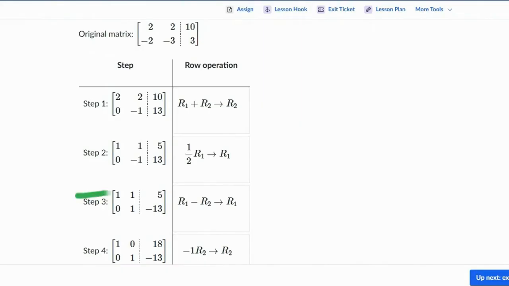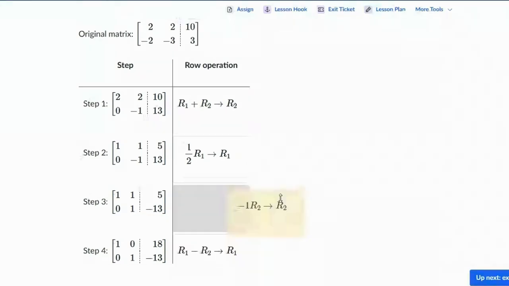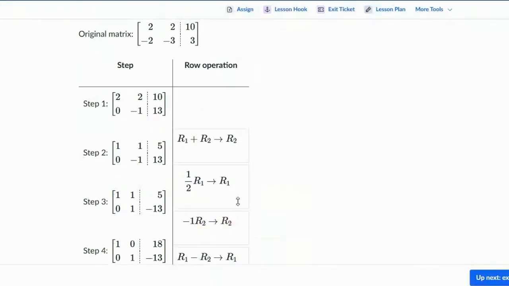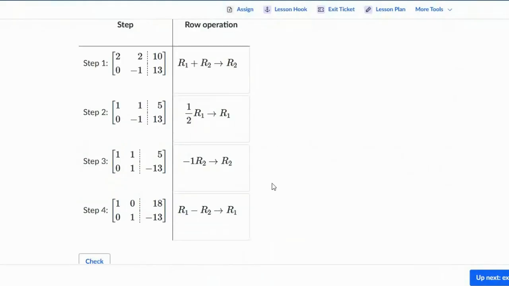First row's the same. 0, positive 1, negative 13. Oh, we did this right here. We multiplied the second row by negative 1. Which now by process of elimination, we must have subtracted the second row from the first row to get the first row. 1 minus 0 is 0.